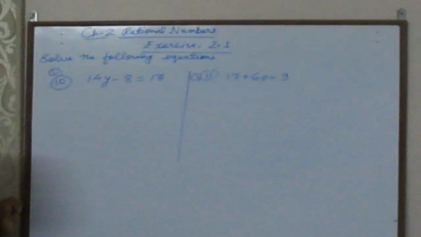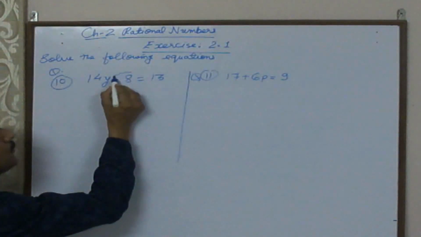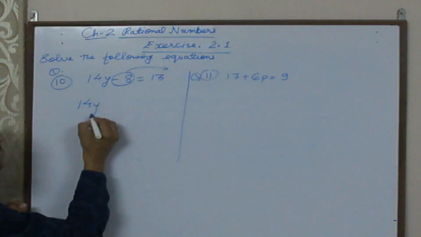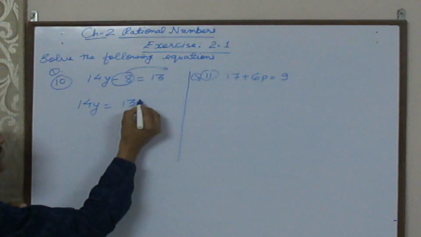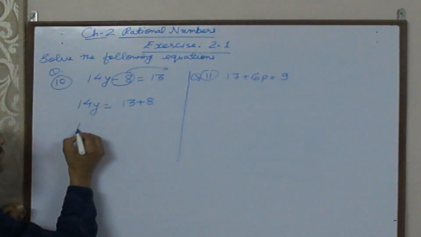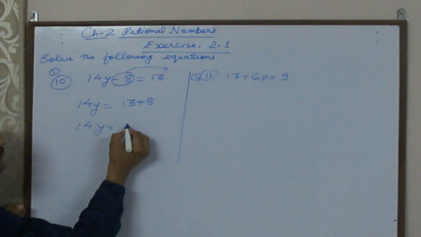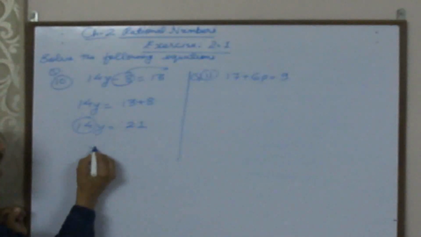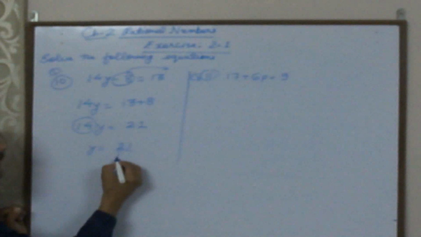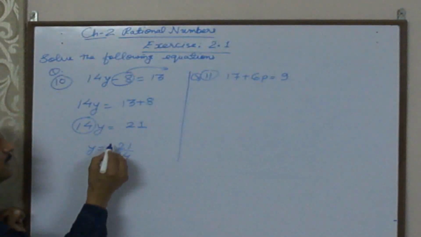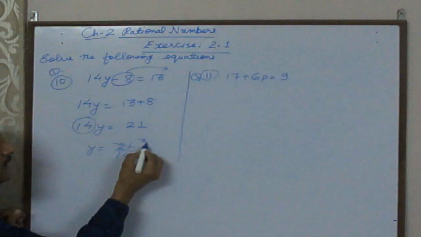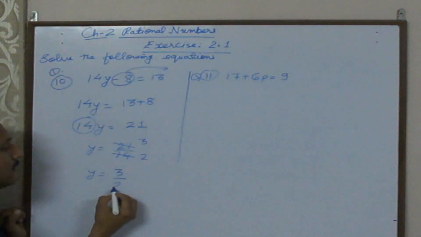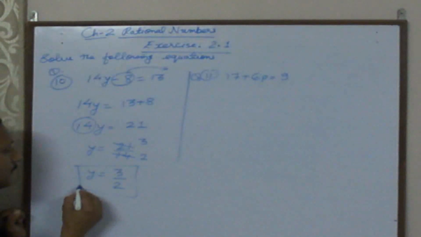Now let us do question number 10. Again in the same way, we have to transpose minus 8 to the other side of the equation. 14y equals 13, minus 8 becomes plus 8 by transposing. 14y equals 21. Now this is in multiplication with y, so it will go to division. 21 by 14. Let us simplify because it is divisible by 7. 7 3s are 21, 7 2s are 14. So the final answer is y equals 3 by 2.